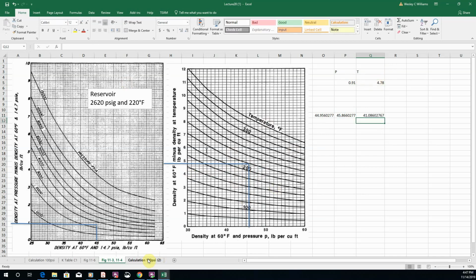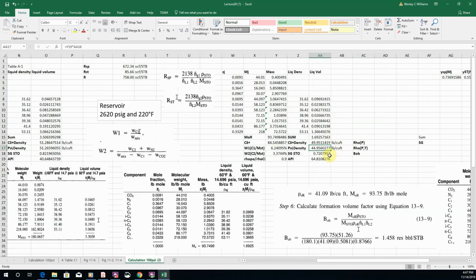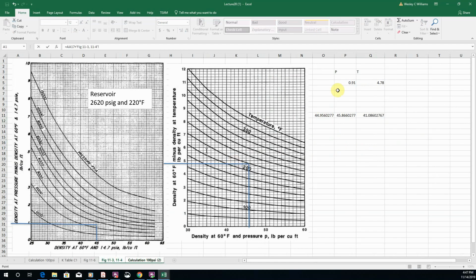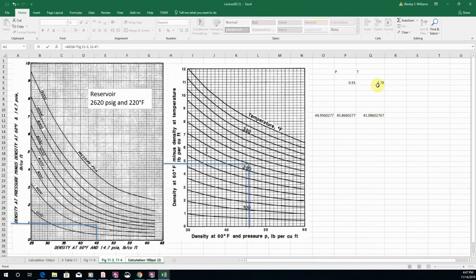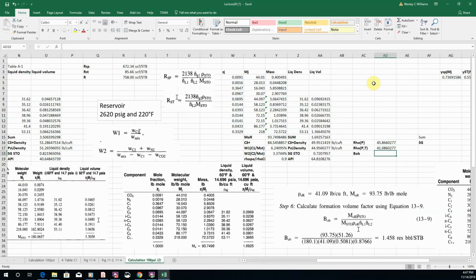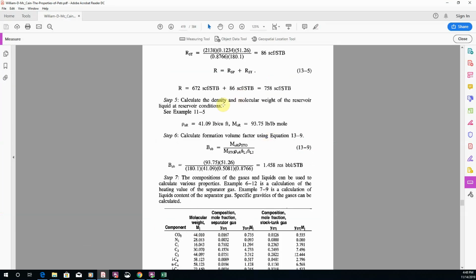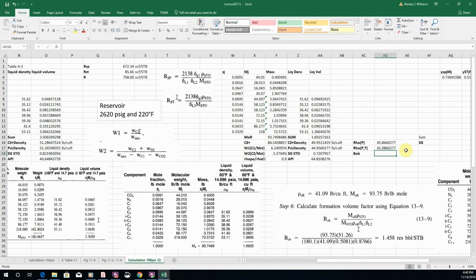So let's reincorporate that back over here. Our pressure correction would be this value plus that. And then this one would equal that value minus, this is our temperature correction, minus that value, which gives us 41.08. Back to the book, he's got 41.09 for his value. So we're right on top of it.